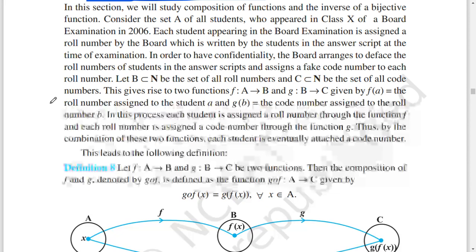In this process, each student is assigned a roll number through the function f, and each roll number is assigned a code number through the function g. Thus, by the combination of these two functions, each student is eventually attached a code number.